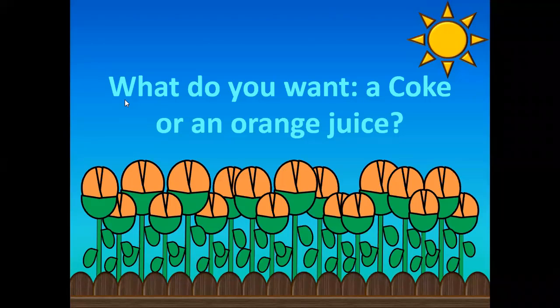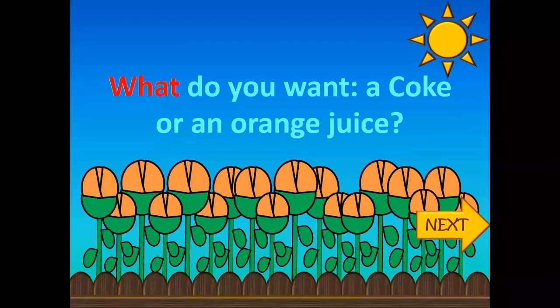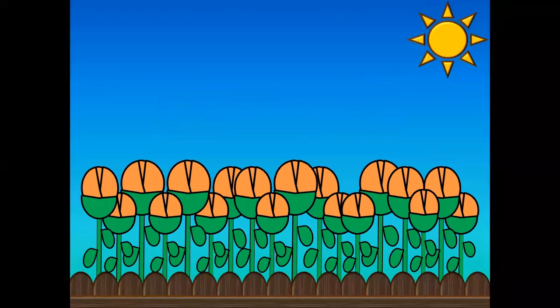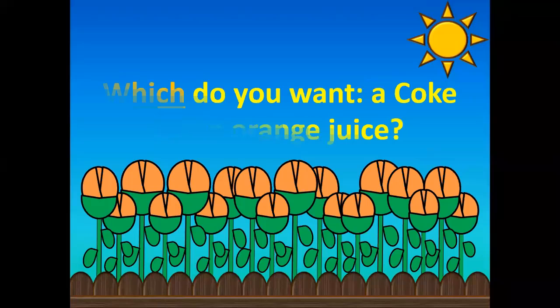Let me tell you, we should remove the word what. When we offer a limited choice to someone, here only two things we are highlighting, a Coke or an orange juice, so this is a limited choice. When we have a limited choice, we should not use what, we should use which. And when we have many things to offer to somebody, then we say what. This is the error. So we should say, which do you want, a Coke or an orange juice?